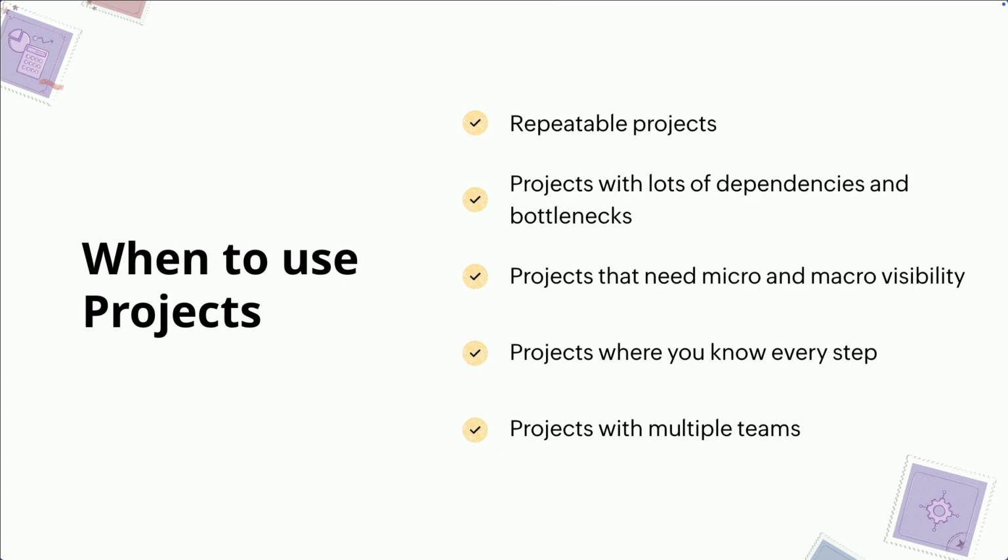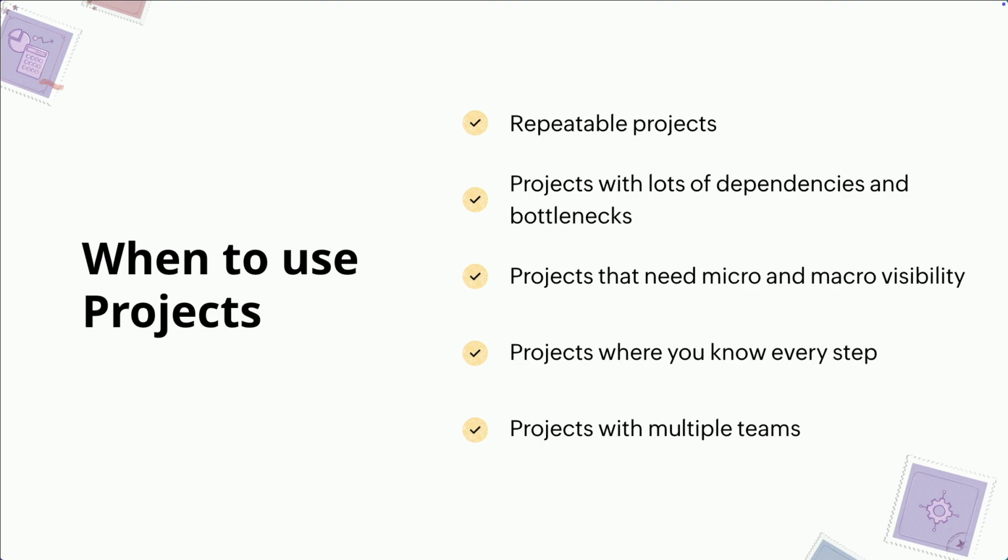I just need to be able to push these things out and repeat the process regardless of any dependencies or bottlenecks, because those are always the same. They're always structured into the project itself. I might need micro visibility at the micro level looking at a task, or macro visibility looking at a task list, or indeed a milestone, or sometimes called a phase. And I need to know every step along this way, and I need to coordinate multiple teams.